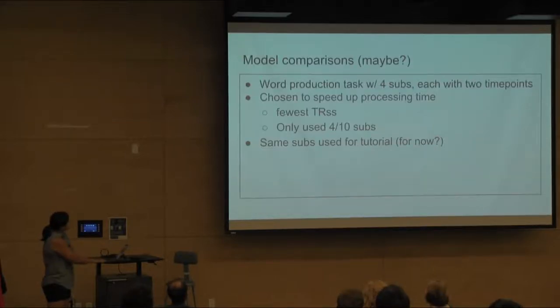And then the last useful little bit of stuff that we did is some very basic model comparisons. Again, this is from Chris's data set. We chose to use the word production task from the data set for no other reason than that it was the one with the fewest number of TRs, so we thought it would run the fastest. And we only pulled 4 out of the 10 subjects, so each one is 15 time points. And these are the slides that were in our tutorial.